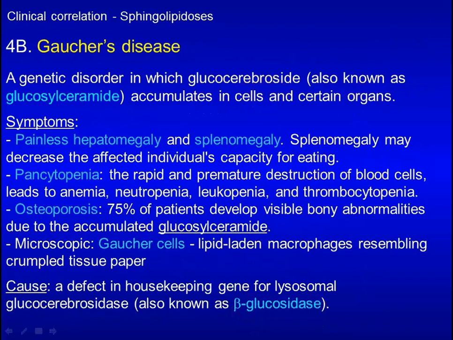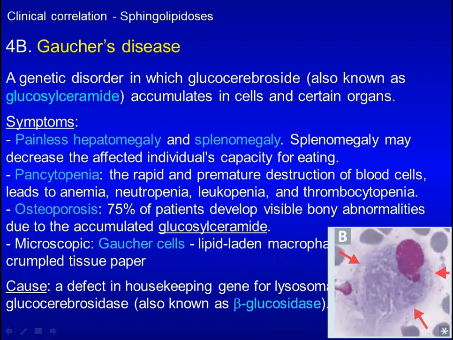Symptoms include painless hepatomegaly and splenomegaly. Pancytopenia with a low blood cell count. Osteoporosis with abnormal bones. At microscopic level, presence of Gaucher cells. They are lipid-laden macrophages, resembling crumpled tissue paper. Here is an example of a Gaucher cell. It is a lipid-laden macrophage.